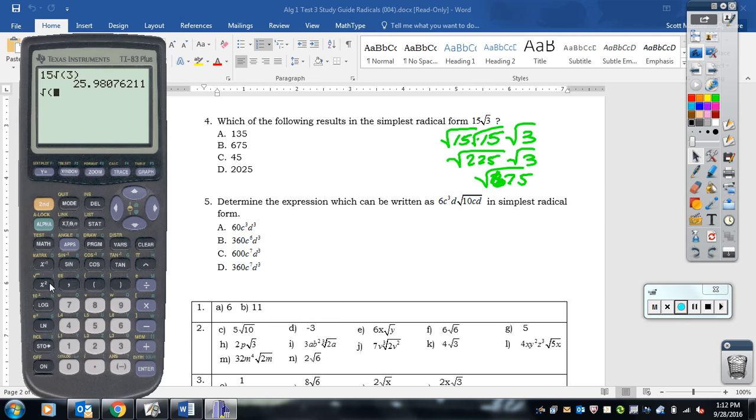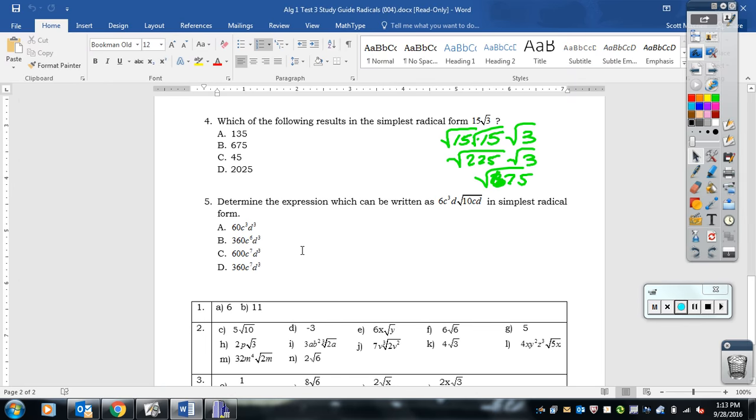But what I can do is just square root all these guys. Square root of 135. Is it 25? No. Square root of 675? Ah, same thing. Let's just check the rest just to be sure. Square root of 45? Obviously too small. And the square root of 2025 is too big. That's what that is. The answer is, of course, choice B.